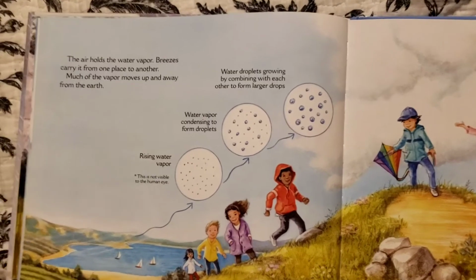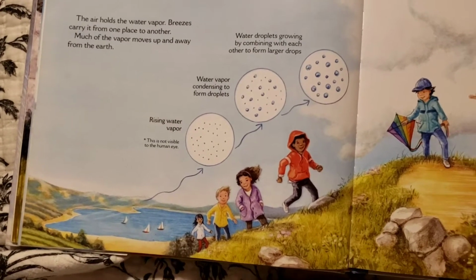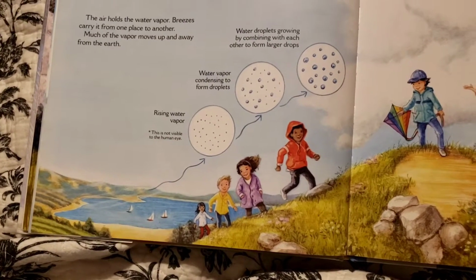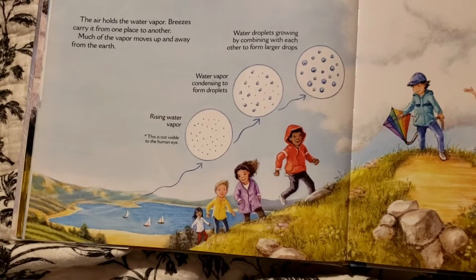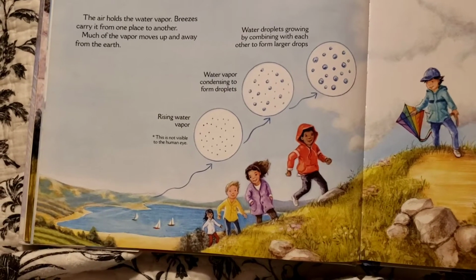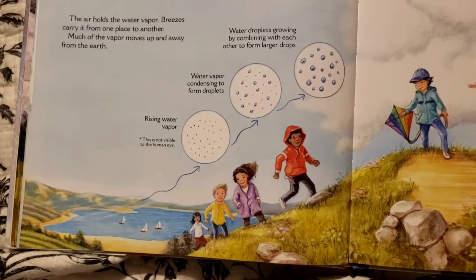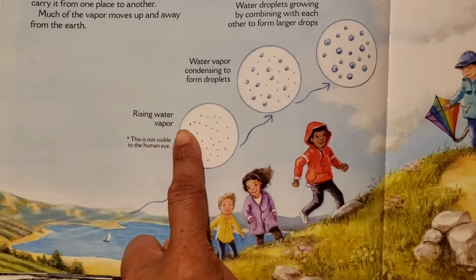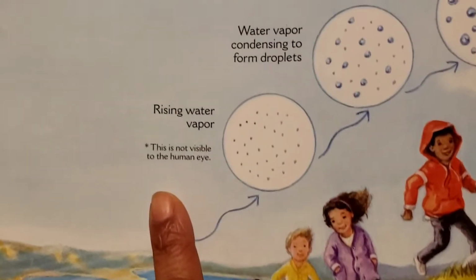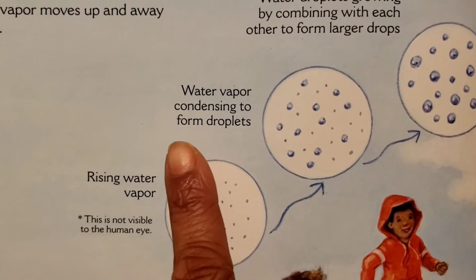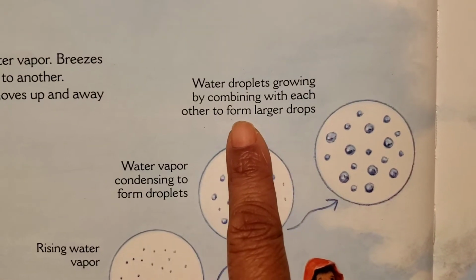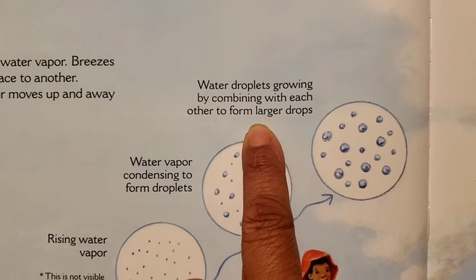The air holds the water vapor. Breezes carry it from one place to another. Much of the water vapor moves up and away from the earth. Water droplets grow by combining with each other to form large drops. So you see rising water vapor. It says this isn't visible to the human eye. And then here you see water vapor condensing to form droplets. And then here you see water droplets growing by combining with each other to form large drops.